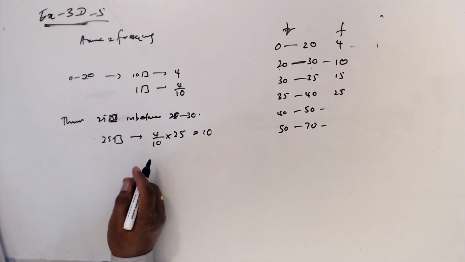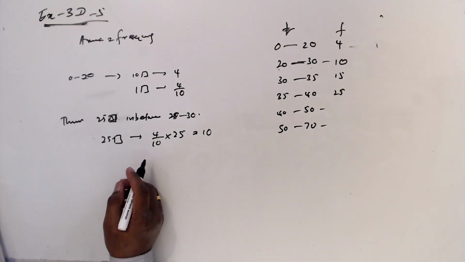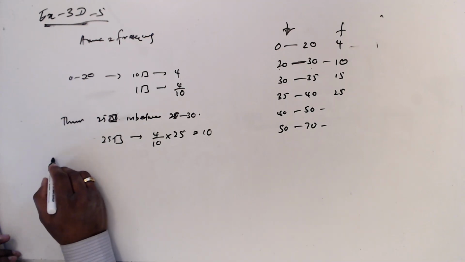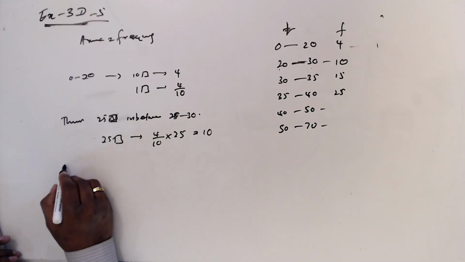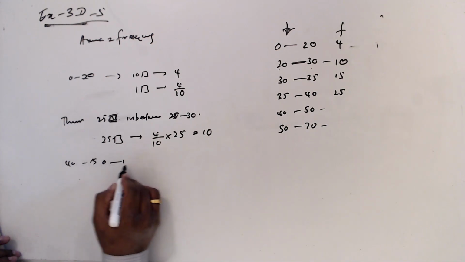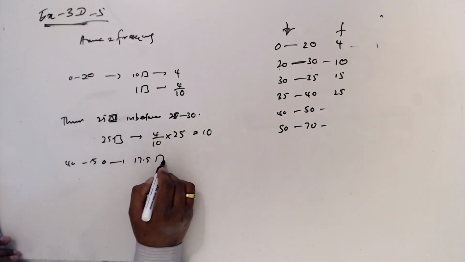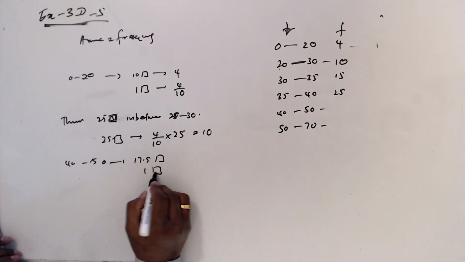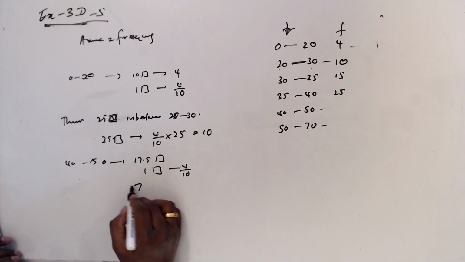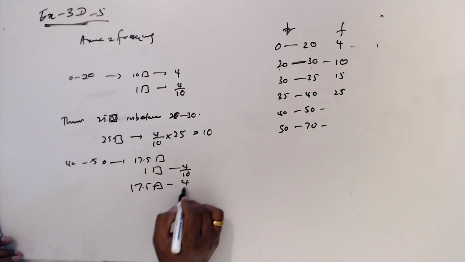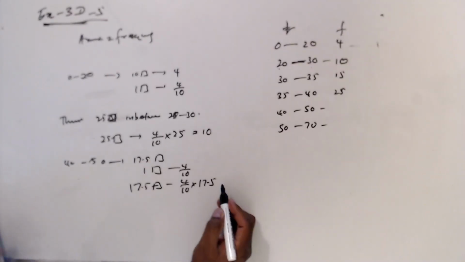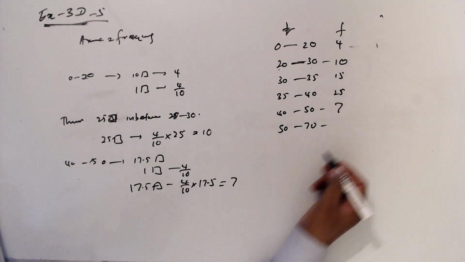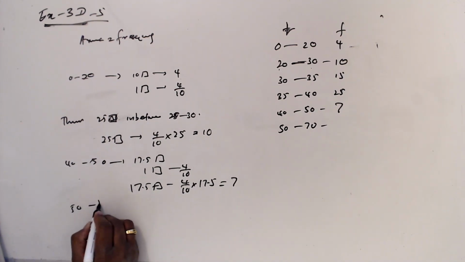Now 40 to 50. Again, I can see there are 17.5 boxes. One box represents 4 over 10. 17.5 boxes, 4 over 10 multiplied by 17.5. This is going to be 7. So this value is 7, and 50 to 70.